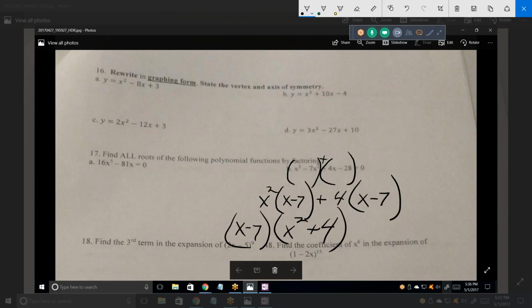Well, not quite your answer. They want all zeros. So what are my zeros? x minus 2, x plus 2, no. That is a quadratic that only has imaginary solutions. Notice that one of my solutions is x equals 7, right? The next solution I'm going to get by setting that equal to 0, which makes x squared equal to negative 4, which makes x equal to what?